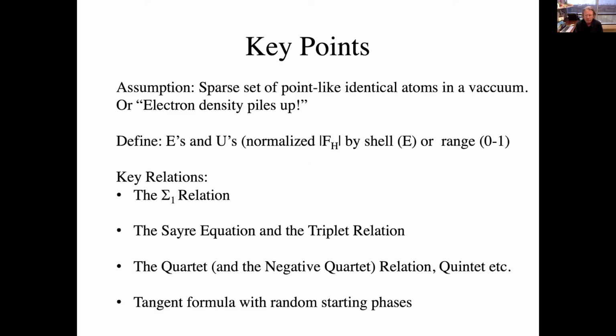So the key points in these kinds of direct methods are that you have a sparse set of point-like identical atoms in a vacuum. Why do they have to be identical? Well, it simplifies the equations and lets you do some algebraic manipulations that lead to phase relationships. But basically, if I had to give four words for how direct methods work, it is that electron density piles up where the atoms are, right? They're not random. They pile up to reinforce these point-like atoms, if in fact that's what your structure is like.